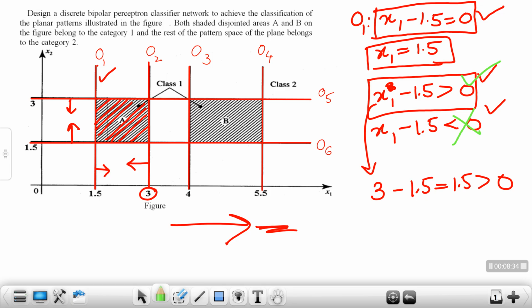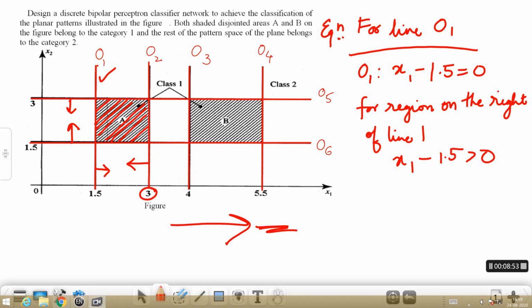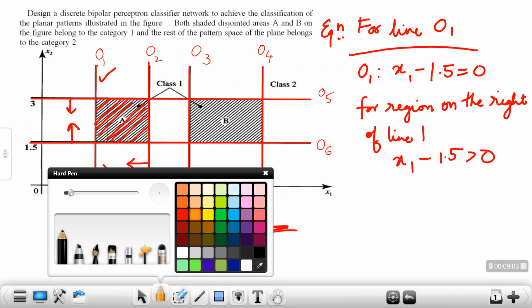Is that clear? So I will just rewrite this. I have written this for the region on the right hand side of line O1: x1 minus 1.5 should be greater than 0. Okay. So we have done for line O1. Similarly, we have to do for line O2. So let's write for line O2.